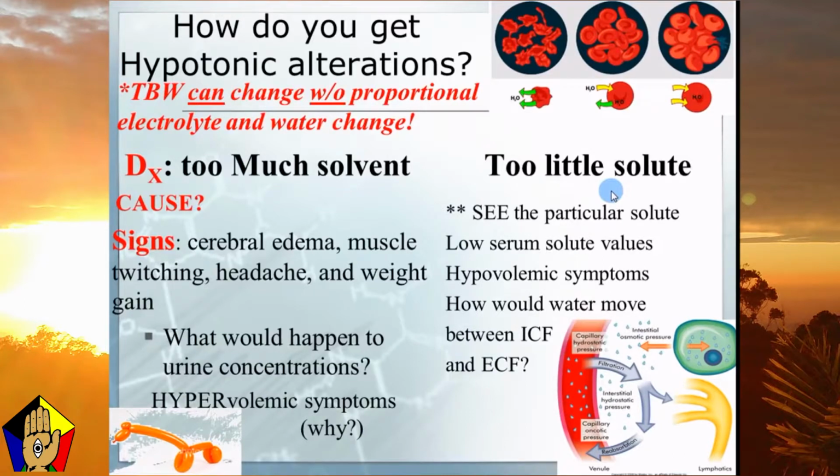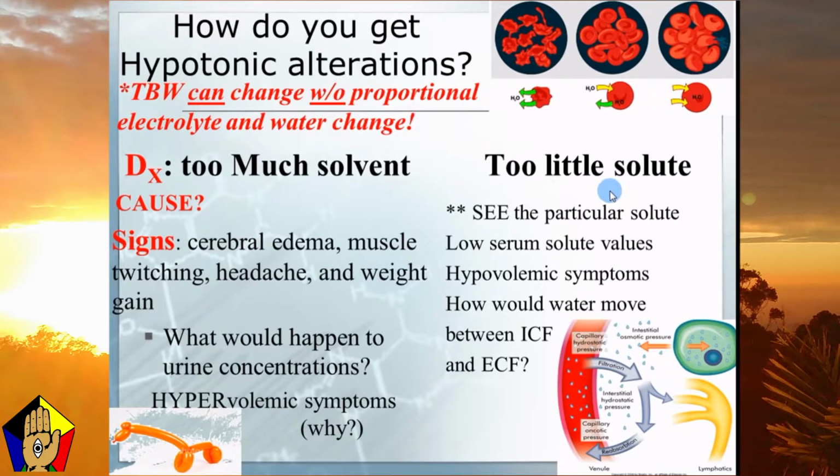Okay? What hormone might not be working? What hormone may not work that normally keeps you retaining salt? Aldosterone. So maybe there's something wrong with the adrenal gland. It's not releasing aldosterone. If it's not releasing aldosterone, you can't retain salt, which means you lose too much salt.